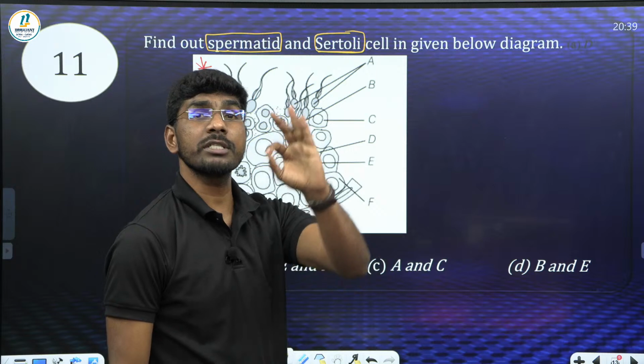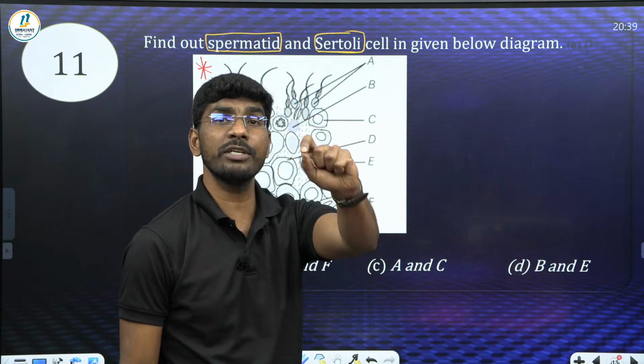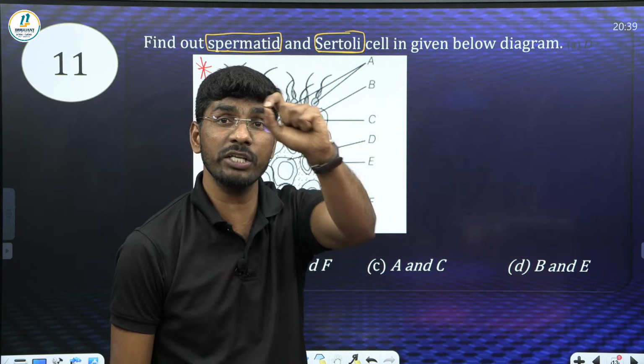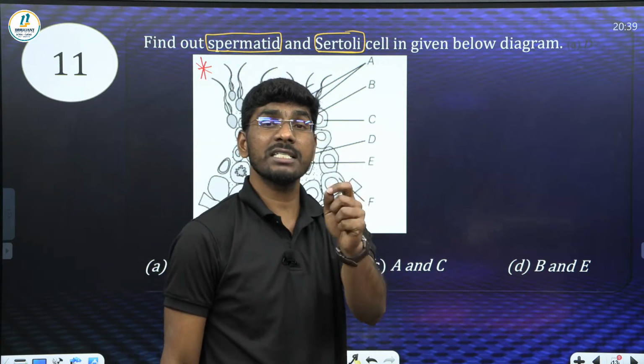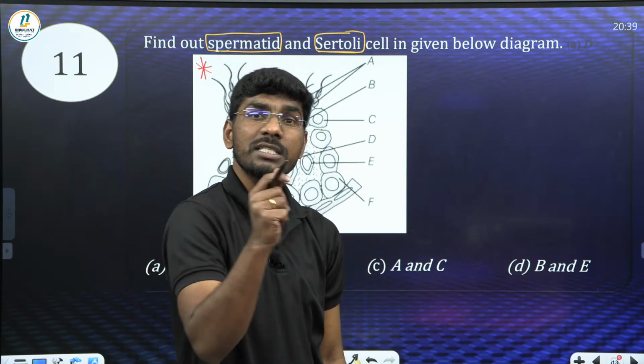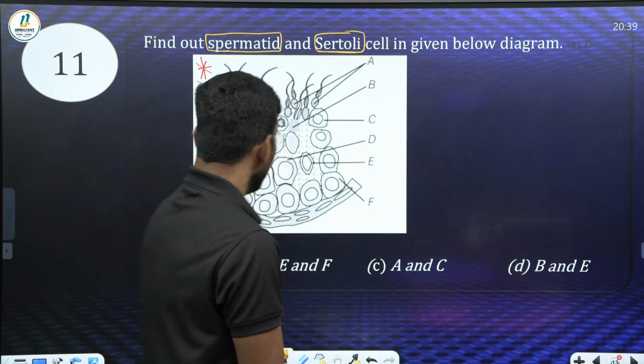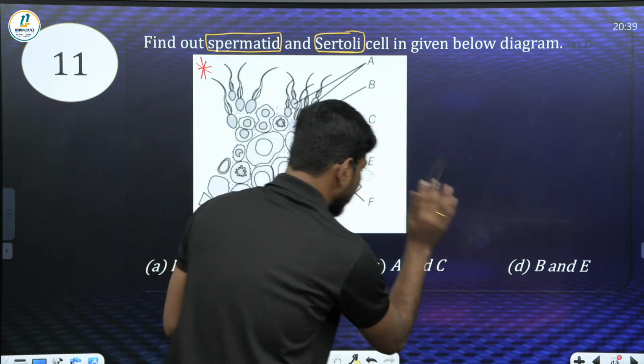Listen. Seminiferous tubule diagram. This academic year, 2024, March 19, there is a high chance there, my dear. Last year, there was an ovary structure diagram. So this time, seminiferous tubule diagram, there is a high chance. So in the exam, this type of question can come.